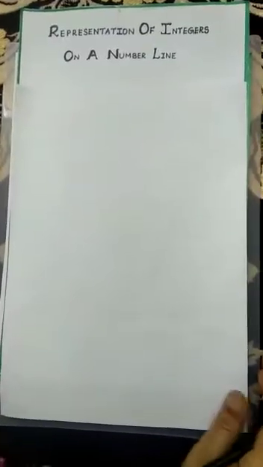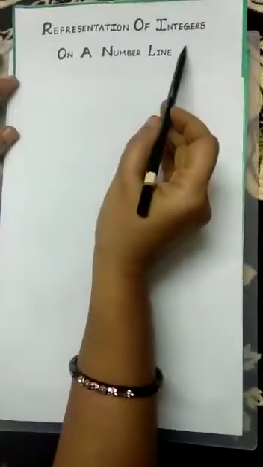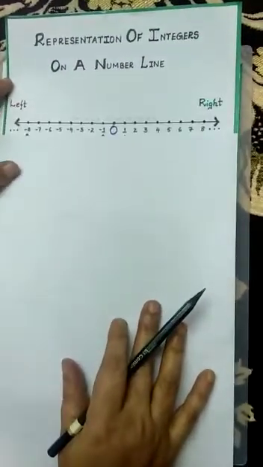Good morning. Already you learned what are integers and why they are used. Now what is the best way to represent integers? Yes, it's a number line. Then what is a number line? It is easy.